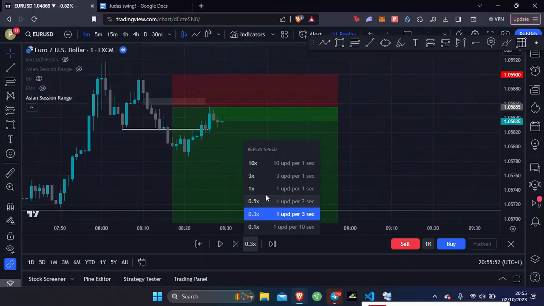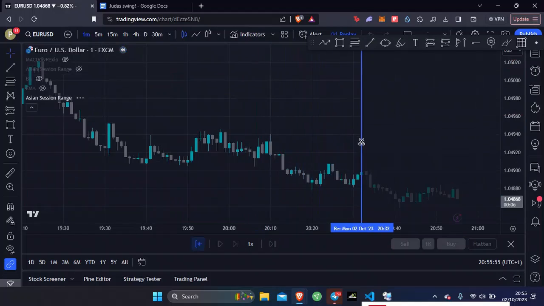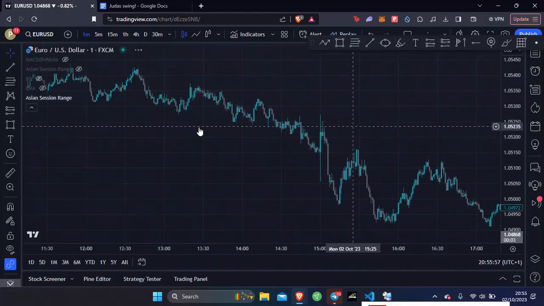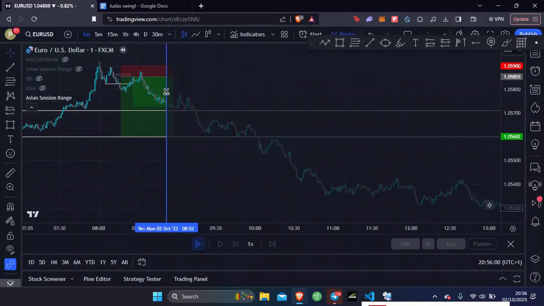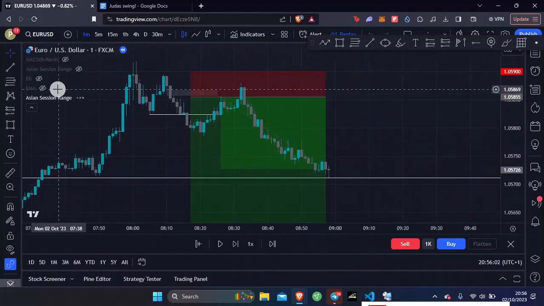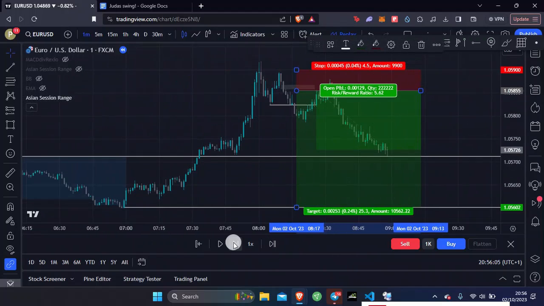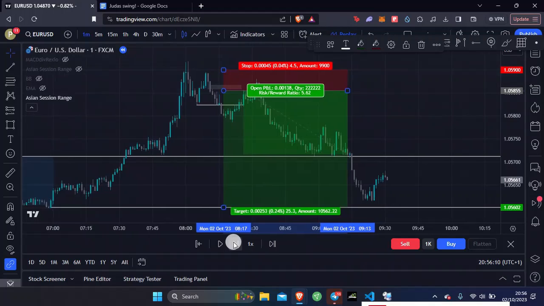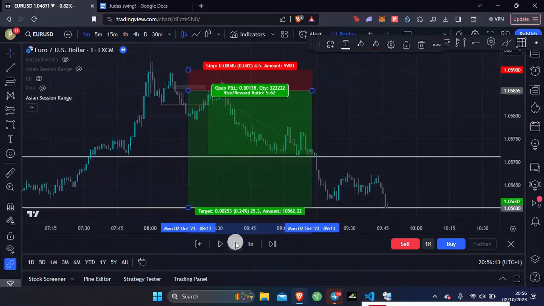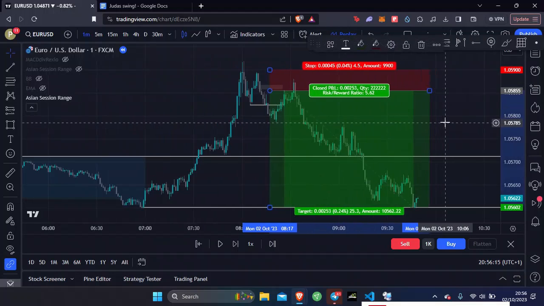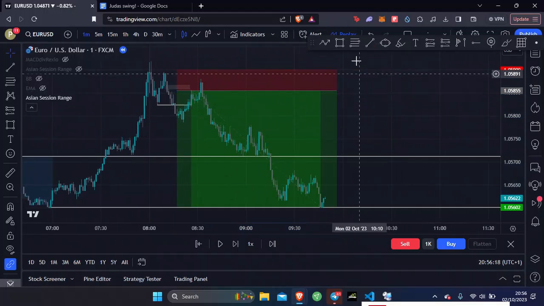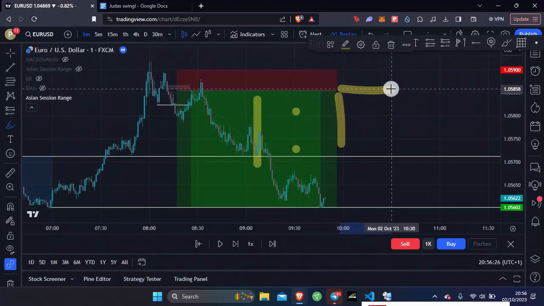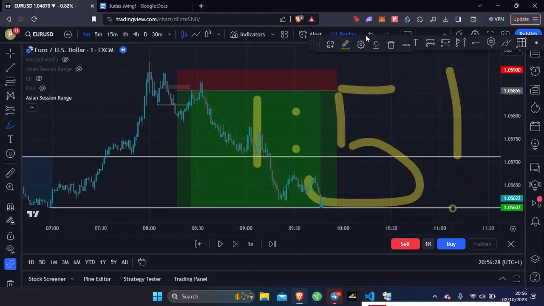And now we're tapped in. Let me speed this up. Perfect. So we've tapped in, and now price is chopping away, and eventually comes down and hits our target right there. Beautiful. So now that was an absolutely beautiful 1 to 5 risk to reward trade, as you can see played out right in front of you guys. Beautiful 1 to 5 risk to reward.